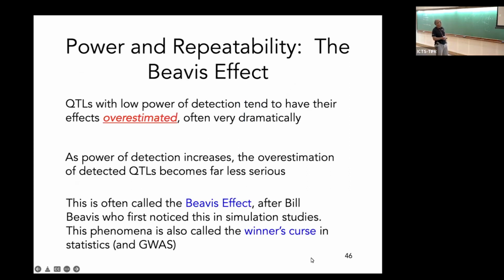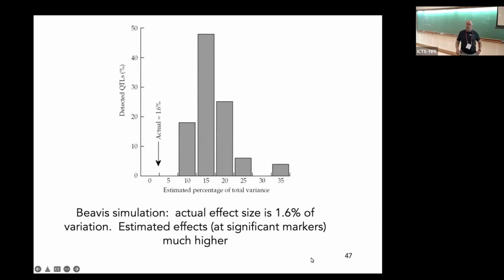Also, the Beavis effect was discovered. And what Bill Beavis did was here's the simulation that did it. He was looking at maize, and had a simple model where he had 40 QTLs, each had an effect of about 1.6%. And then he ran the model a bunch of times, and then simply said, when I declare a marker effect to be significant, how large is it? That's the key point. So if I average over all marker effects over all studies, I should get about 1.6%.